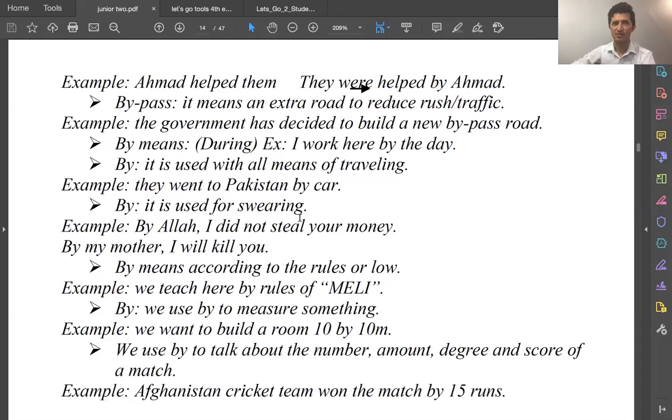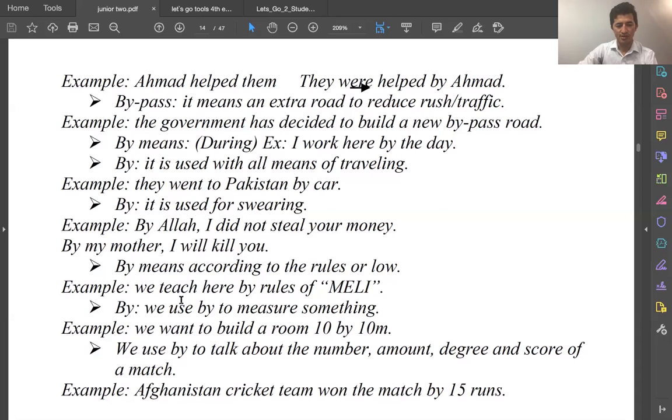Remember, sometimes some students make mistakes confusing by the name of Allah and in the name of Allah, and hopefully none of my students do that. When you say by the name of Allah, you are swearing. But when you say in the name of Allah, you are saying that you start something with the name of Allah. So remember, when you swear, you can use by plus whatever you swear with. For example, by my mother, I will kill you. So this person might be so unhappy.